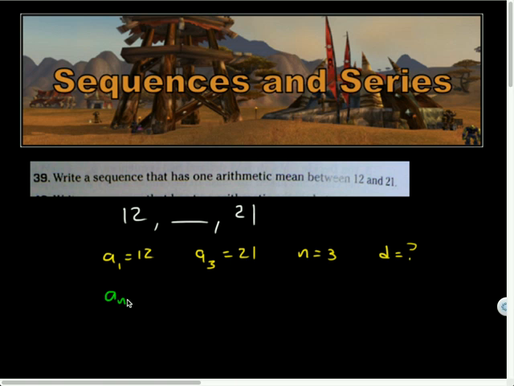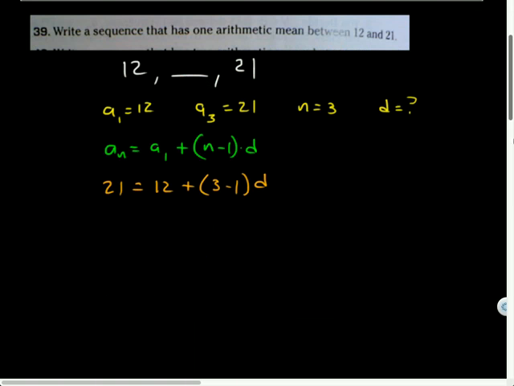So a sub n is equal to a sub 1 plus n minus 1 parentheses times d is the formula we're using. We are merely going to plug in what we know and solve for what we do not know. So 21 is equal to 12 plus 3 minus 1 times d. I will subtract 12 from both sides. What's that, 9? Is it?